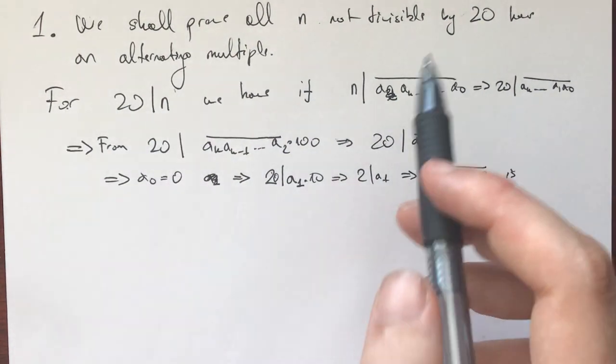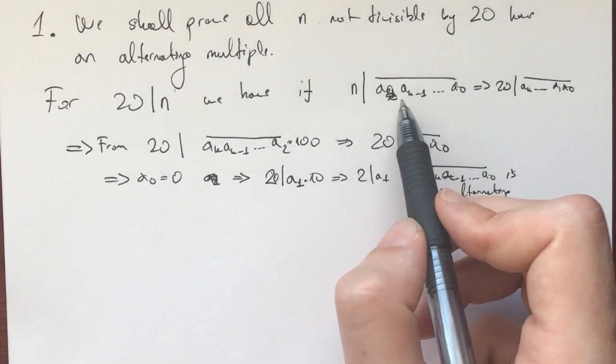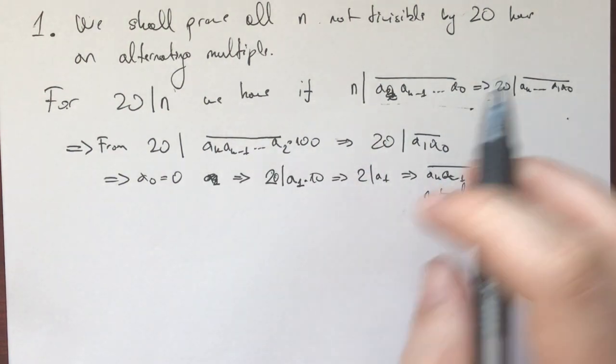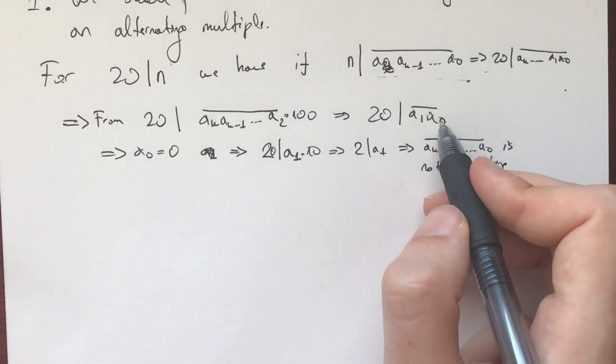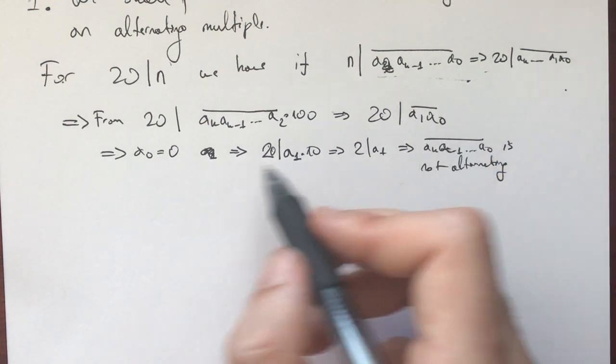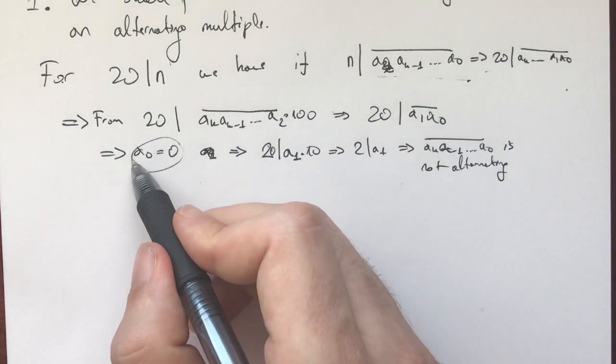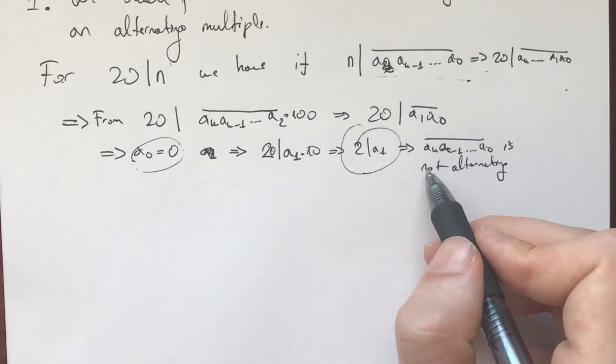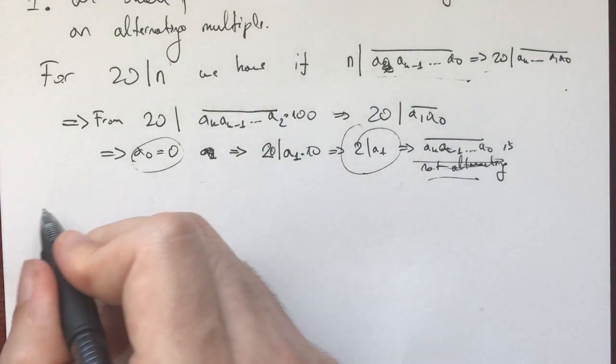So for 20 dividing n, we have that n divides this number implies 20 divides the number, and that implies that 20 divides a1, a0, which implies that a0 is 0 and a1 is divisible by 2, which implies that this whole number is not alternating.